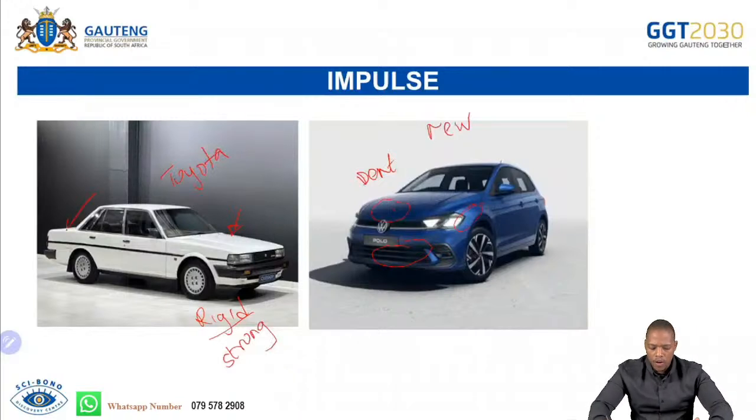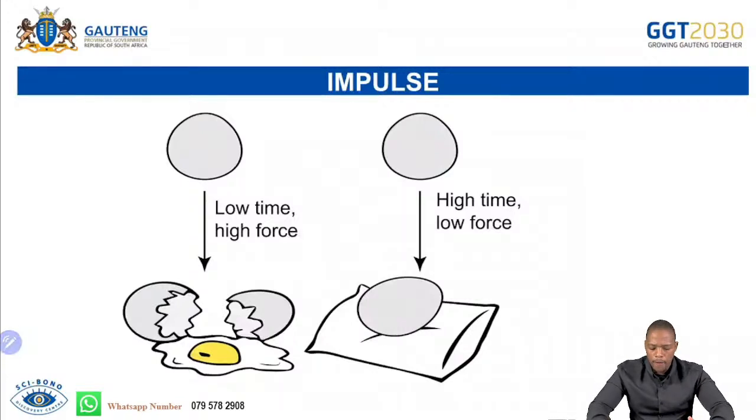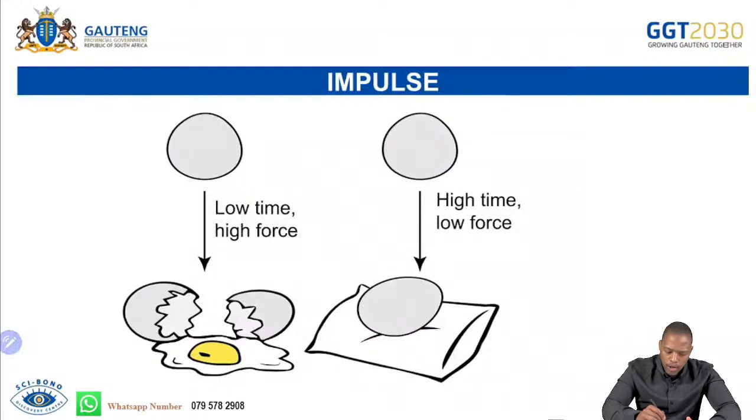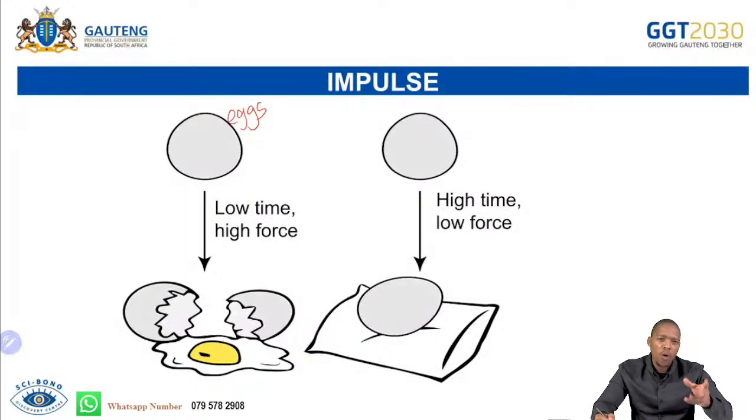Okay, to understand the concept, I will start by making an example here. What if I have 2x? Let's use this example to try and understand why these cars are not as rigid as the olden day cars. What if I have an egg, right? Egg 1 and egg 2, okay? And I want to drop these 2 eggs from the same height. So holding them from the same height, I let them go.